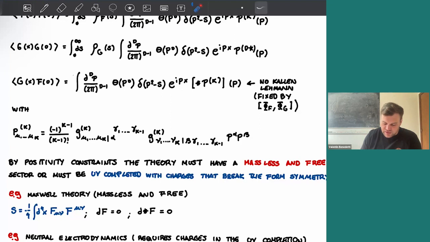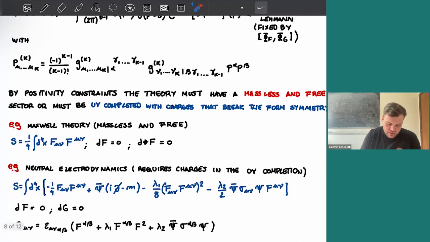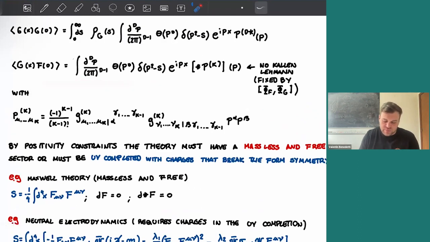has a non-compact form symmetry, as we have defined it, is either massless and free, or has a massless free sector, which is the case of the Maxwell theory, of the graviton theory that we have talked about before, where these fields that generate the fluxes are essentially F and the dual of F. Or if the theory is interacting, what we know is that this must be UV completed with charges that break down the generalized symmetries. Namely, we need to add charges to the theory that destroy this cross-correlator between the fields, and this correlator does not reach the UV.